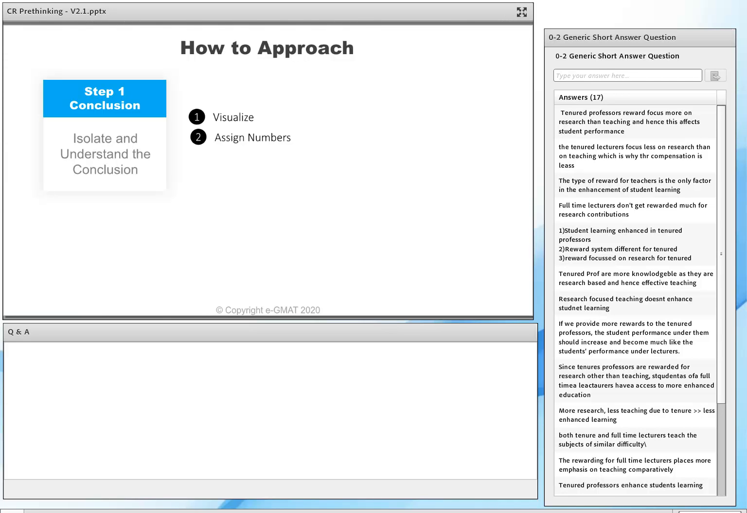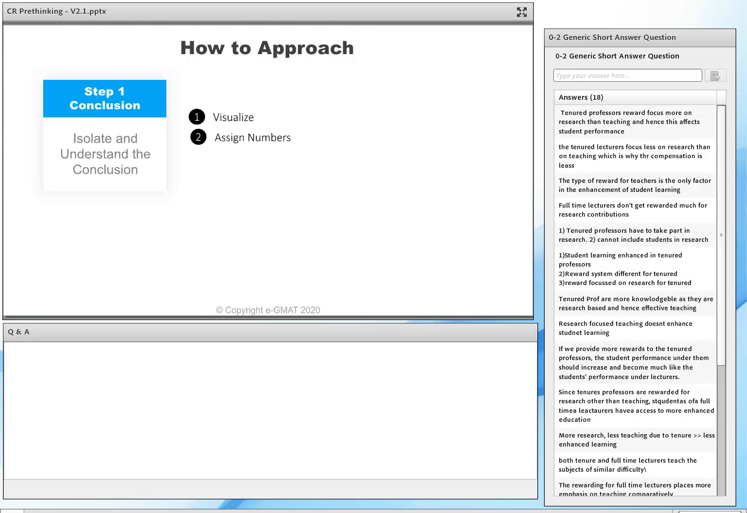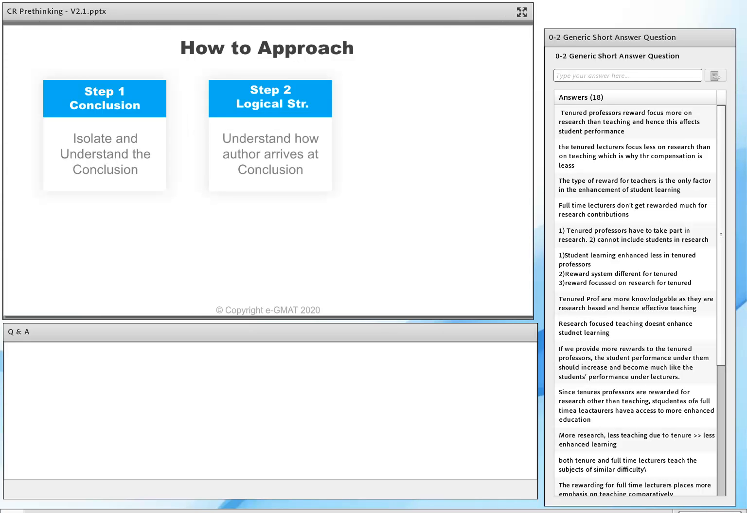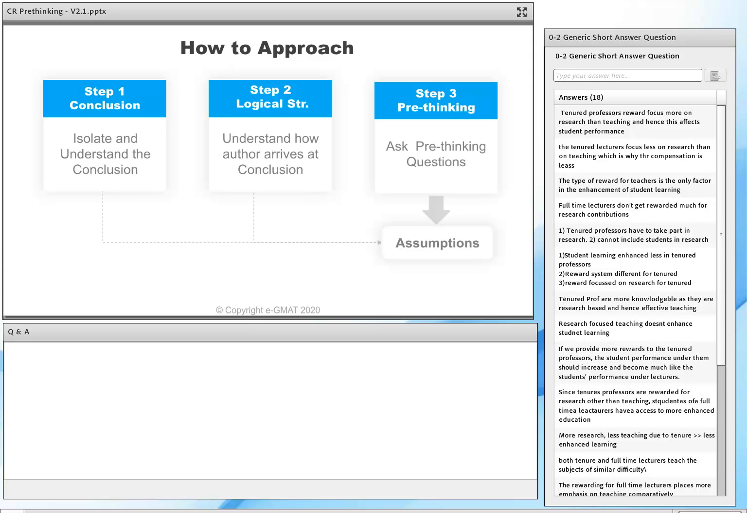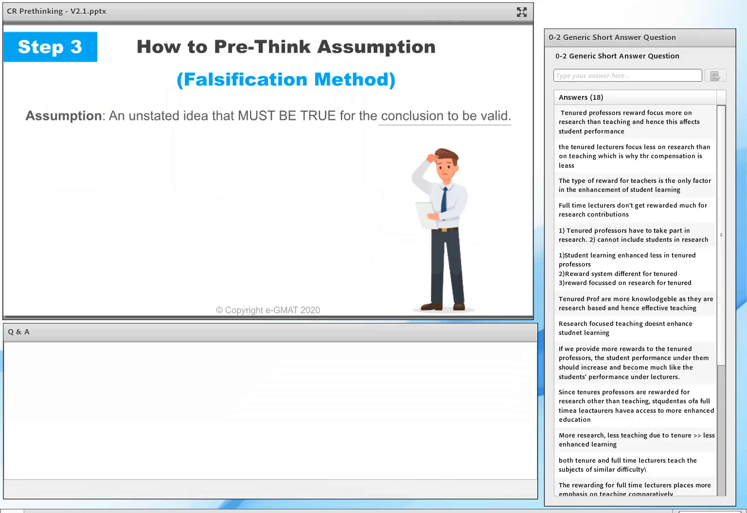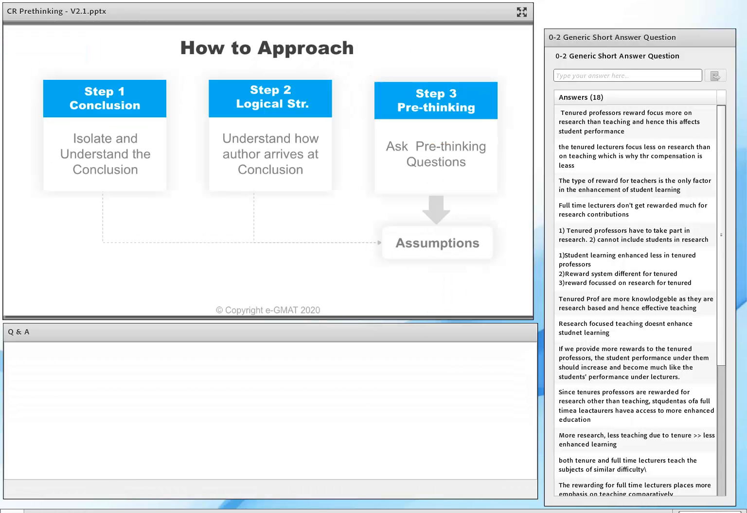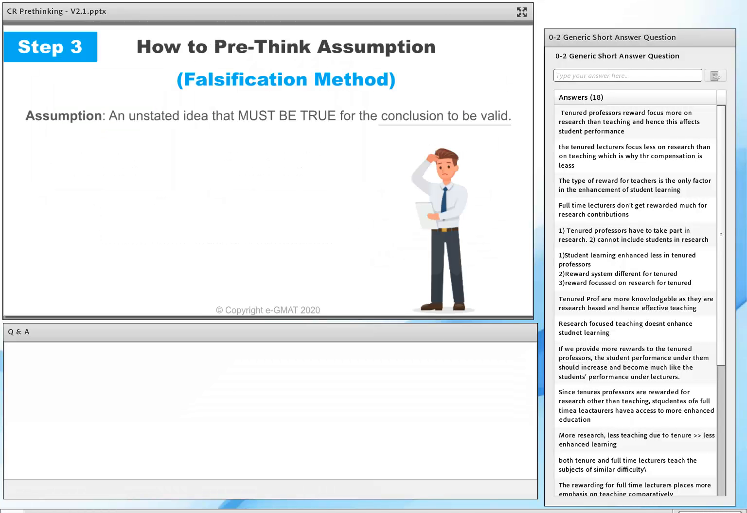So how do we go about doing this? The first thing we do is focus on understanding the conclusion. We visualize the conclusion over here, and we assign numbers to it. I'm going to talk about what that means. Then we ask ourselves, what facts does the author use to support his conclusion? Which is kind of asking the same thing: how does the author arrive at this conclusion? And then we're going to ask that pre-thinking question. Let's talk about step number 3 here before we do step number 2. What is that pre-thinking question that I've been talking about?